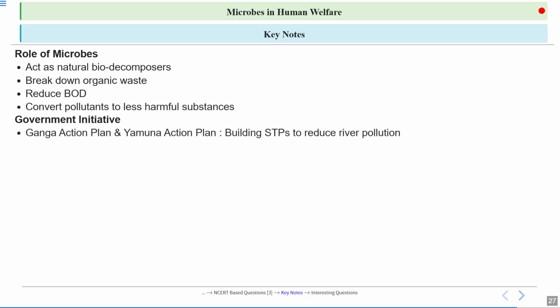Now what are the government initiatives? The government has initiated plans like the Ganga Action Plan and Yamuna Action Plan, building STPs to reduce river pollution. STPs means sewage treatment plants. The government is building a lot of sewage treatment plants to reduce river pollution.